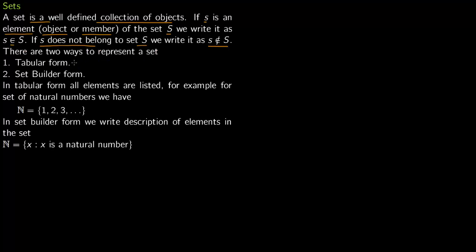There are two ways to represent a set. You can represent it in a tabular form or a set builder form. So what is a tabular form? In the tabular form, all elements are listed. For example, the set of natural numbers, you write 1, 2, 3 and so on. These three dots mean that this list goes on forever.